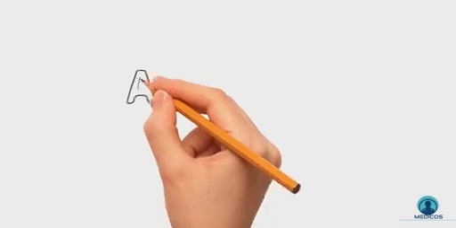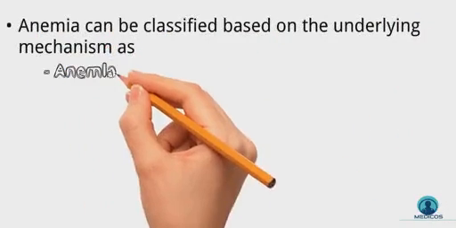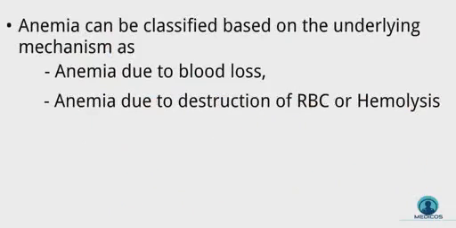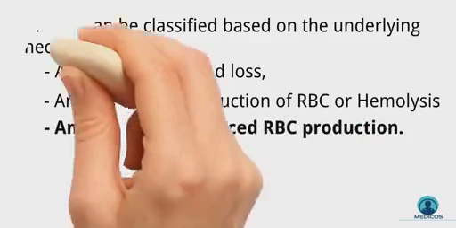Hello everybody. Welcome back. Last time we talked about anemia and how it can be classified. We also talked about the anemia of blood loss and anemia of increased destruction or hemolysis. Today in this video we will talk about the third type: anemia due to reduced RBC production.